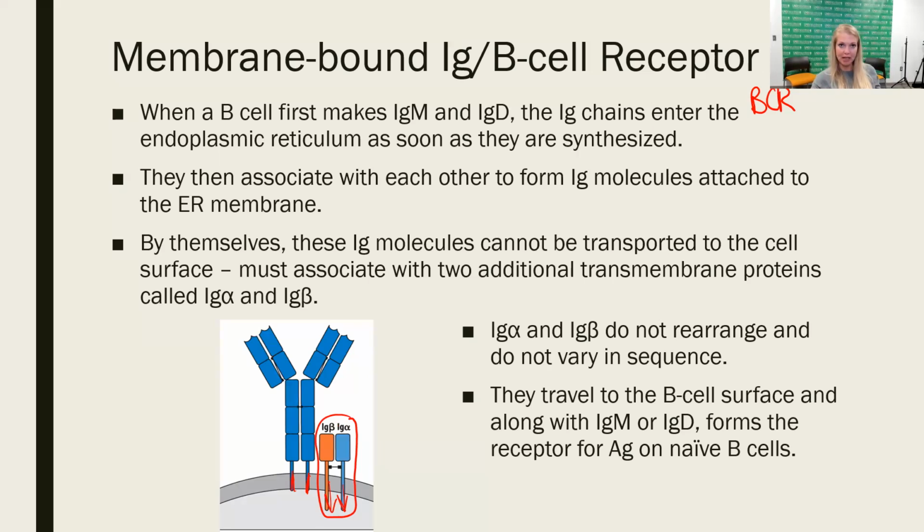Ig alpha and Ig beta have no variability. They are the same sequence across all B cells because they're just regularly coded on the genes, and they're just transcribed and translated like regular proteins. But they will join with immunoglobulin, transport to the surface of the B cell, and stay there, and together make the B cell receptor, these two together. And they are the antigen recognizing structure on naive B cells.